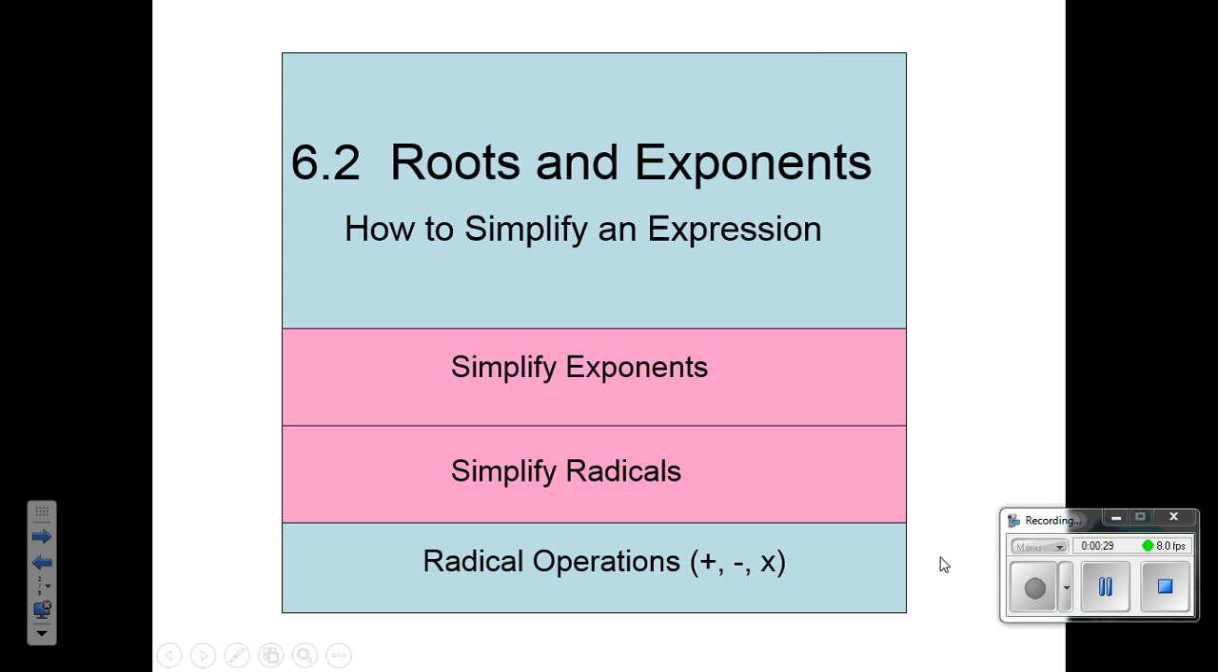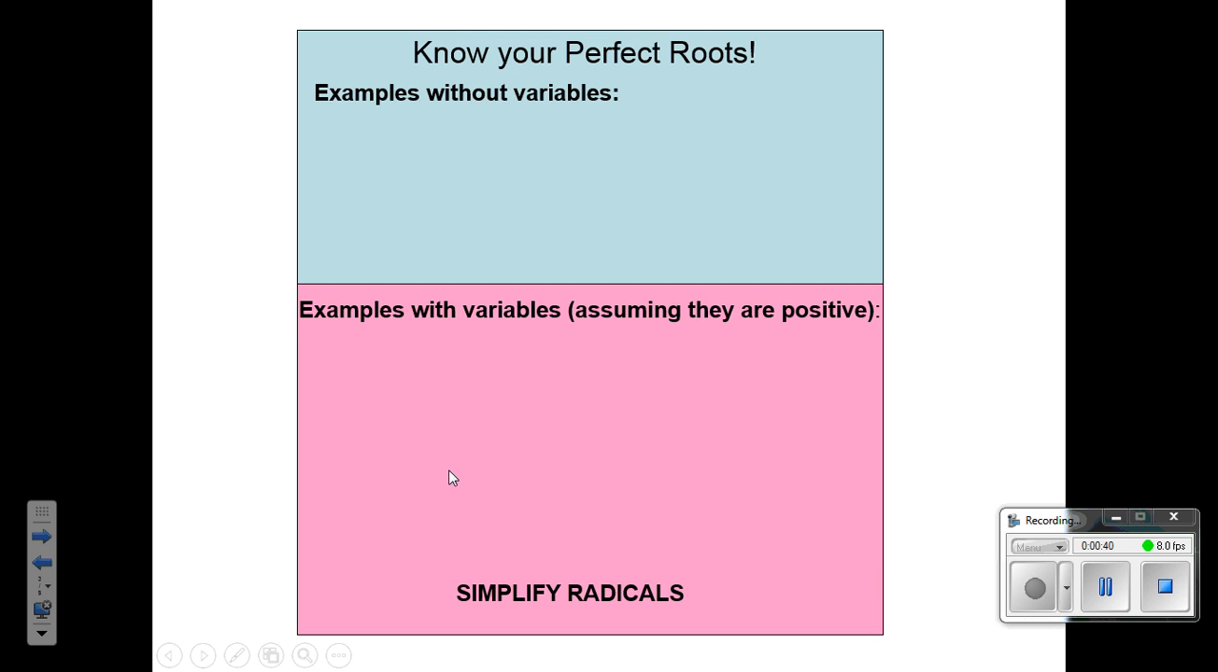So if you're using the flip chart, we are on the second day of 6.2 where we are going to learn how to simplify radicals. You're going to flip up this tab, and on the inside at the top you are going to write "know your perfect roots." You are going to write "examples without variables." That's where all the examples where we do not have x's or y's in them go. And then the bottom part is where we will put our examples with variables. It's important that you write "assuming that they are all positive," because all the variables that we work with are going to be positive.